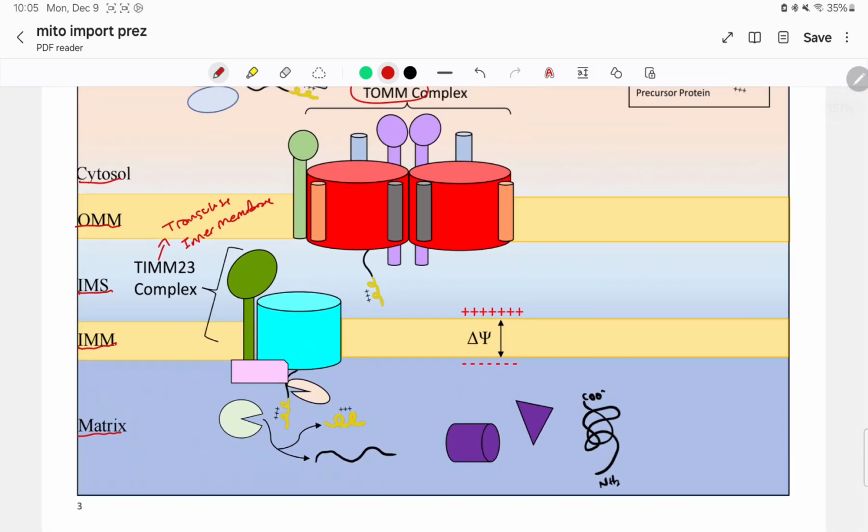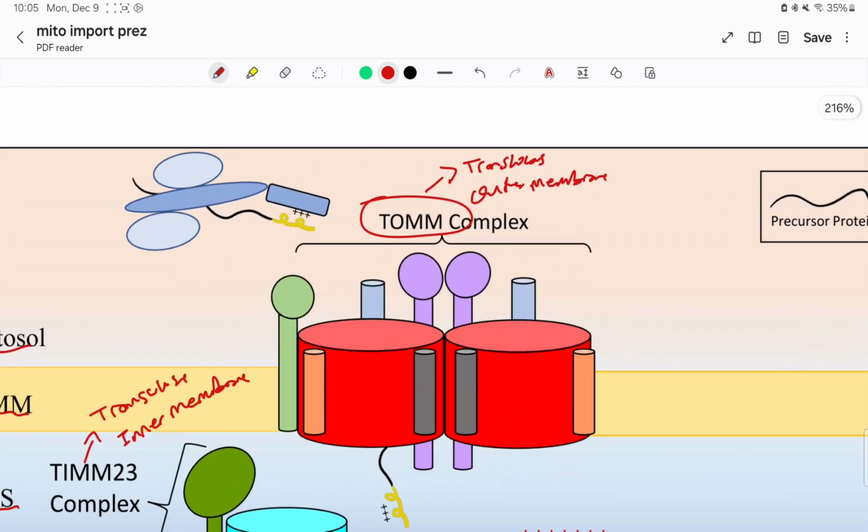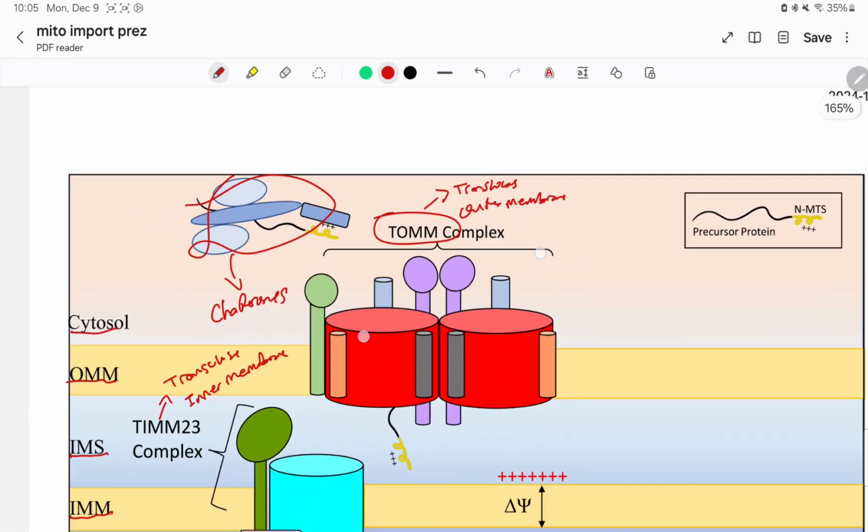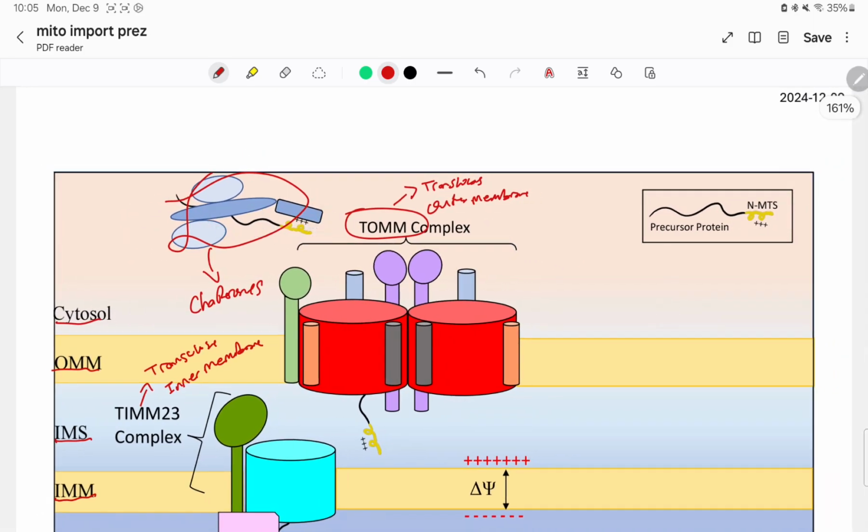Other things I want to introduce you to is this concept of chaperones. Chaperones are these little proteins here, these little blue proteins. We'll talk about them a bit more in a second. But chaperones are basically proteins that guide precursor proteins to where they're supposed to go, and they keep them in an unfolded state. So these are chaperones.